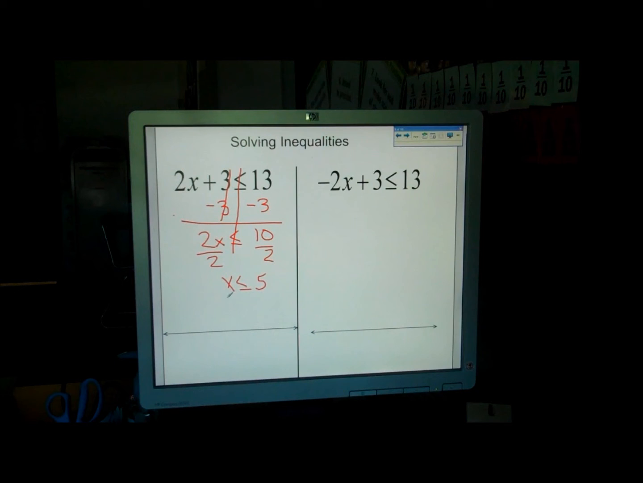And before you graph it, you want to test it. Does that work? A number that would make that true would be 4. So let's plug 4 in up here. 2 times 4 is 8, and 8 plus 3 gives me 11. Is 11 less than or equal to 13? Yes, that's true. So we know that we did this correct, and we justified our answer.